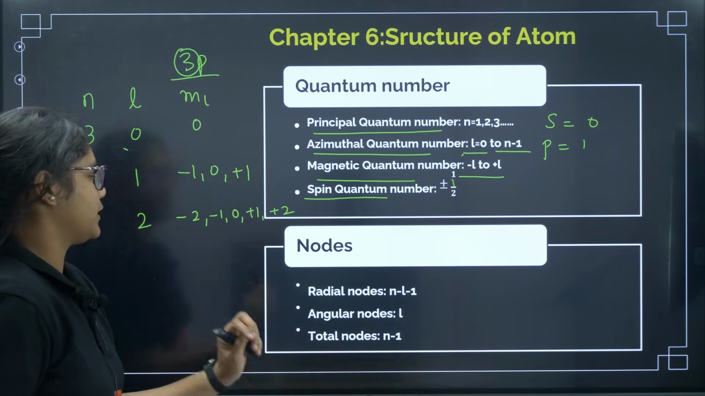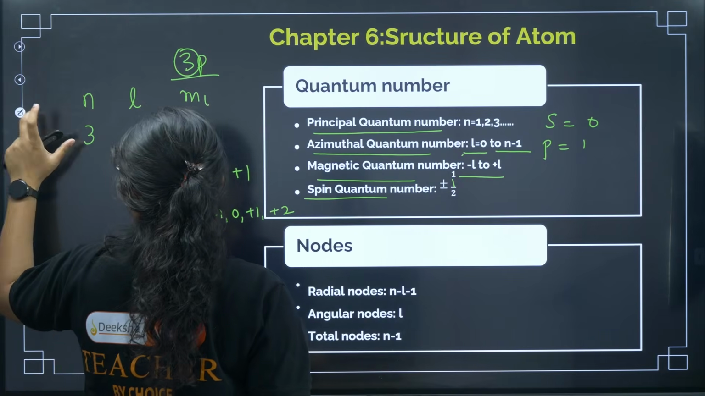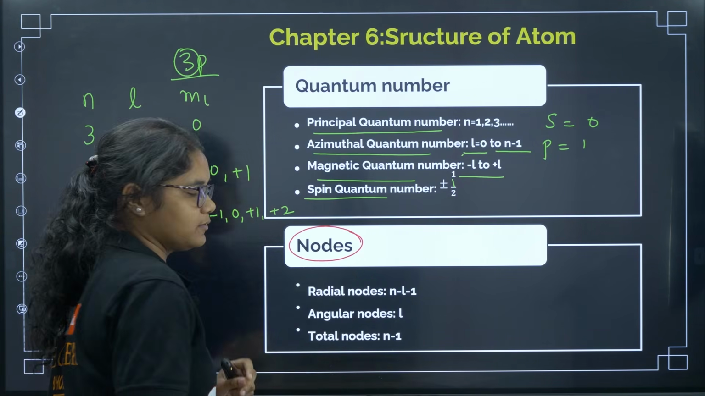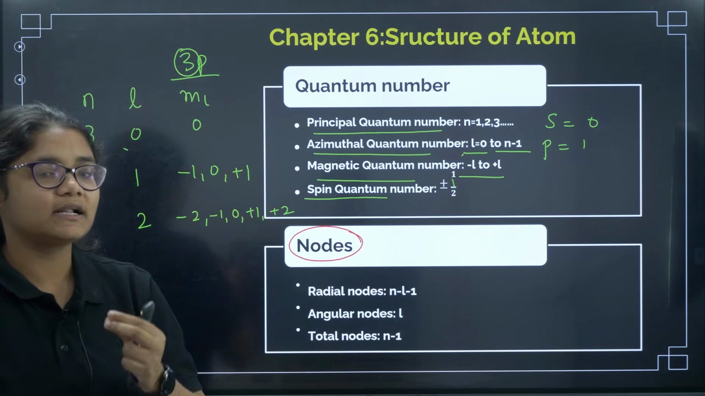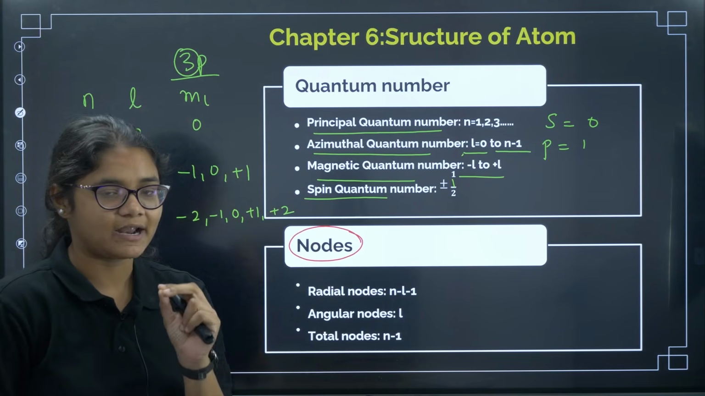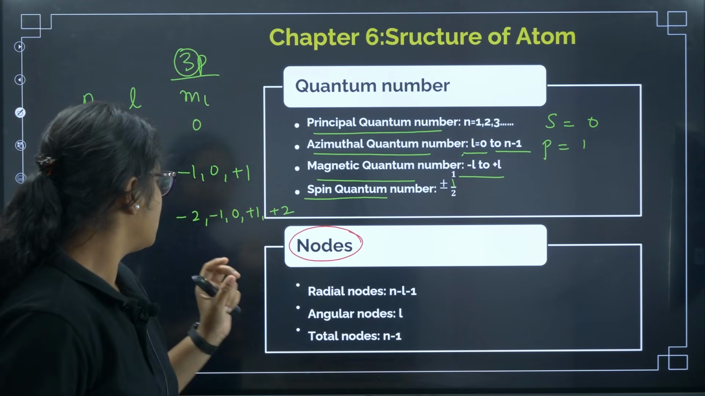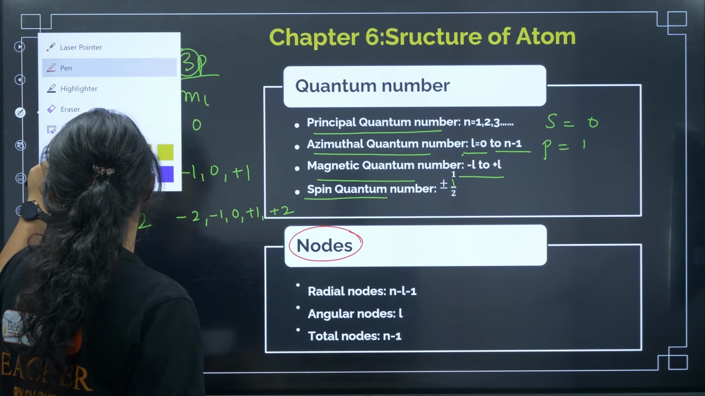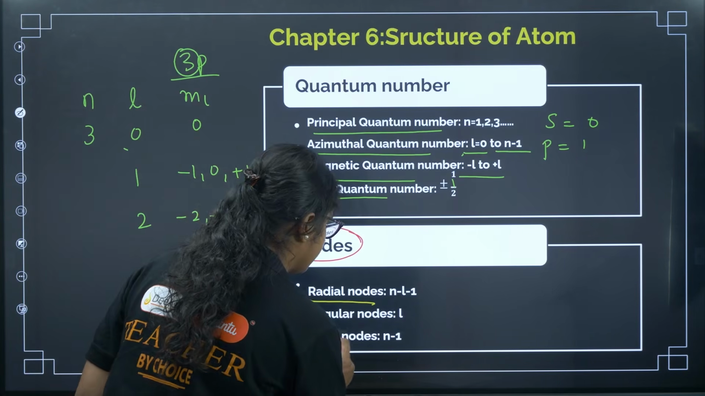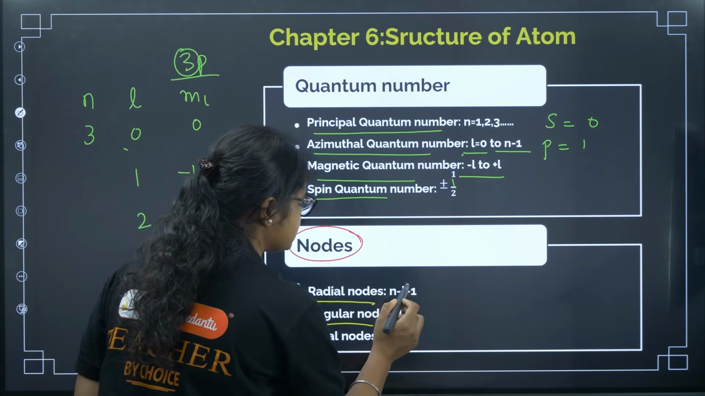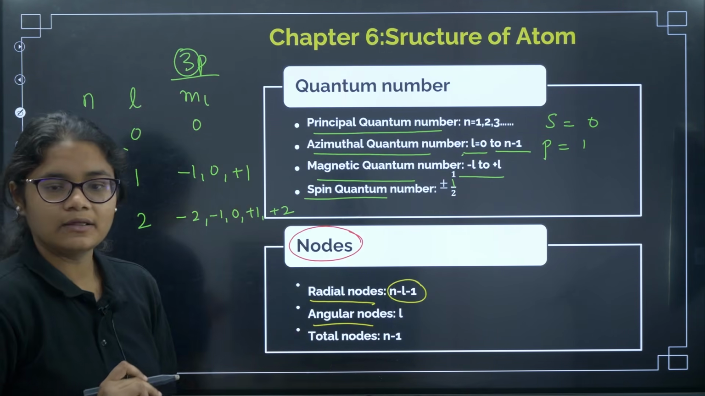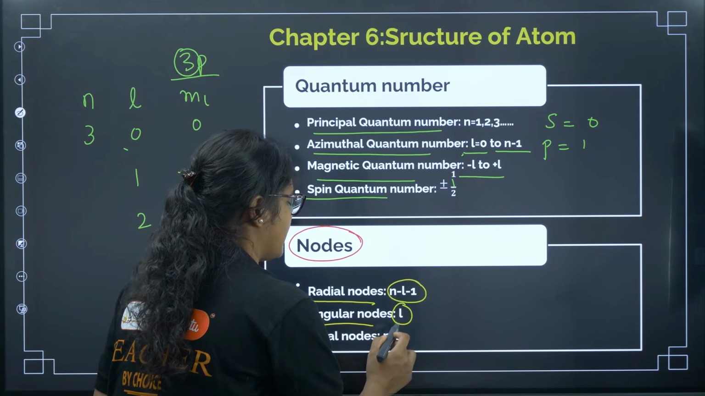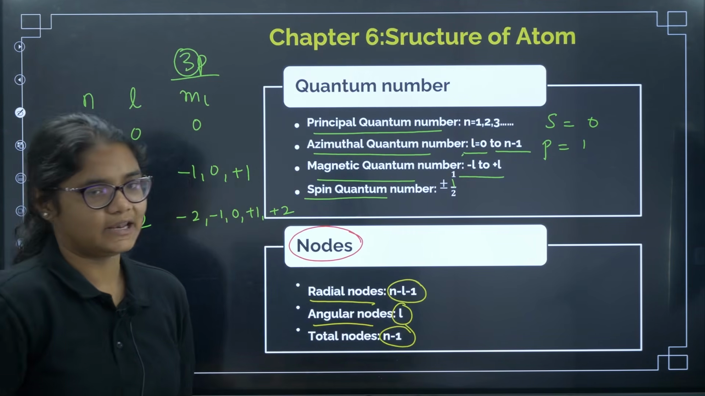Clear this part? Okay. Now coming to nodes questions. A lot of questions are asked from the nodes part. Very, very important thing. Nodes are the places where the probability of finding the electron is 0. Now, the nodes are of two types. We have angular nodes and radial nodes. So, radial nodes formula is n minus l minus 1. Angular nodes formula is l, and the total number of nodes formula is n minus 1.